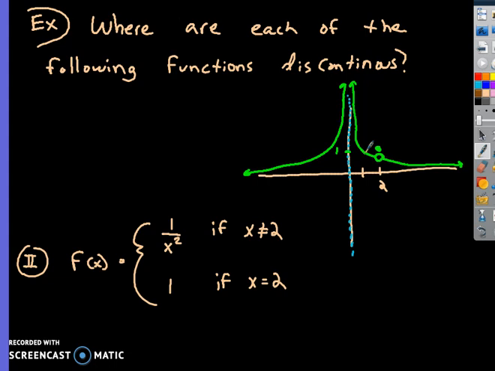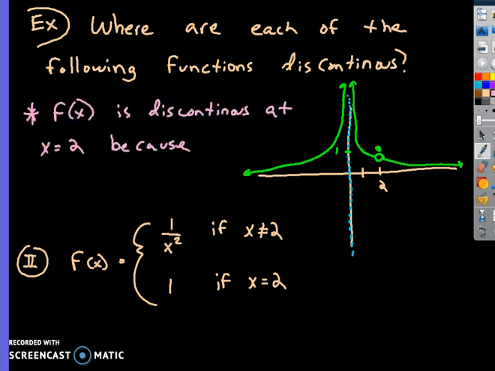So the question is, where is the function discontinuous? You know, if you look at it, what would you say? You'd probably say it's discontinuous at, well, all right, so I'm going to put it out using a sentence. F of x is discontinuous at x equals 2 because, so why would it be discontinuous at x equals 2?